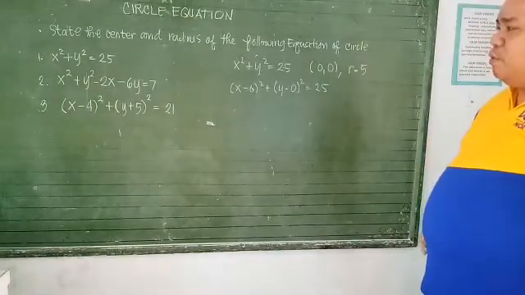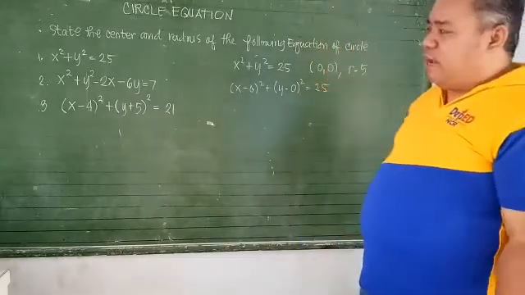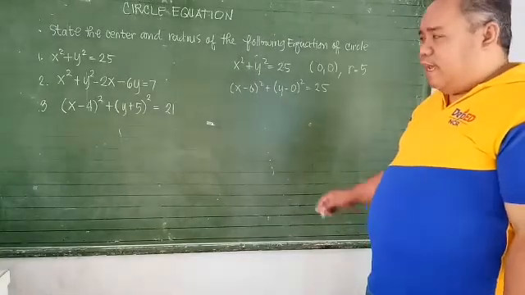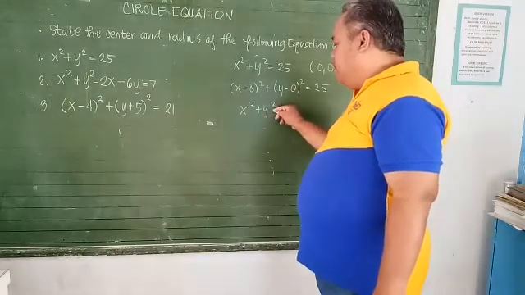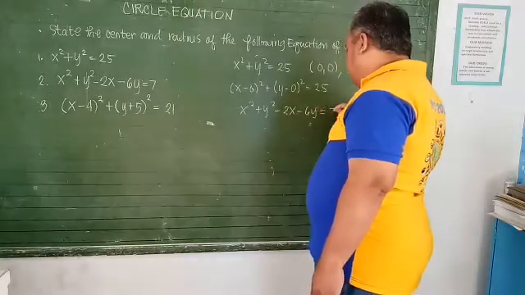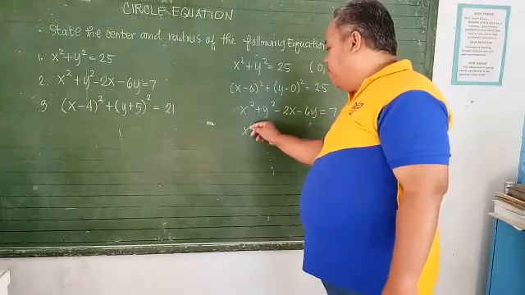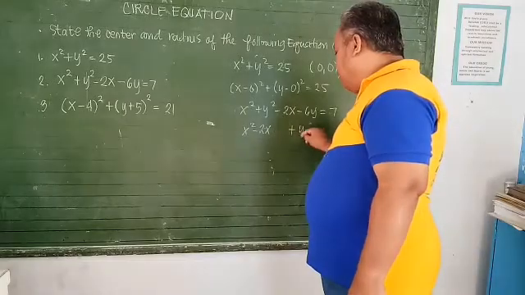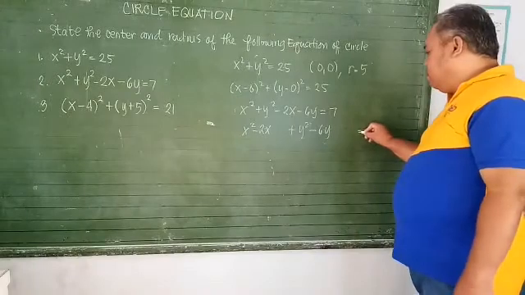Now, what about number 2? This is a general form of the equation. Is it possible to find the radius and center of that circle? Yes. So let us write it first: x squared plus y squared minus 2x minus 6y equals 7. Then we are going to group the terms: x squared minus 2x, leaving a space, plus y squared minus 6y, leaving a space, equals 7.